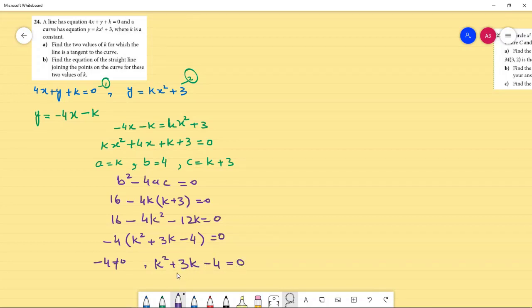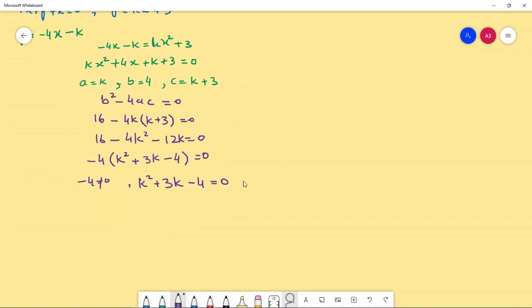Now make factors such that if we multiply, we get minus 4, and if we add or subtract, we get plus 3. So the factors are k plus 4, I'm sorry, just one minute. Yes, k plus 4 and k minus 1 is equal to 0. So k is equal to minus 4 and k is equal to 1. This is the solution of the first part.